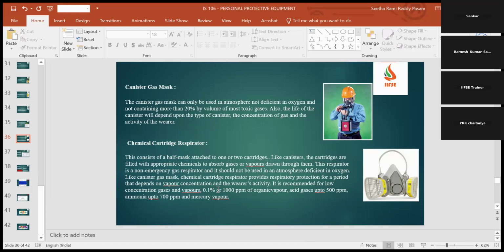Like canister gas masks, chemical cartridge respirators provide respiratory protection for a period depending upon vapor concentration and wearer activity. They are recommended for low concentration gases and vapors: 0.1 to 1000 ppm of organic vapors, acid gases up to 500 ppm, ammonia up to 700 ppm, and also mercury vapors. Again, these are generic, so you have to read the label. Around the label it will have the limitation and designed filtration limit, whether it is suitable for 0 to 100 ppm, 10 to 50 ppm or 200 ppm. Accordingly, you have to choose the type of cartridge.